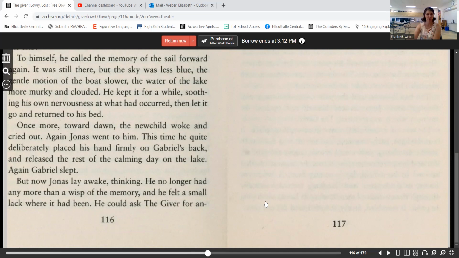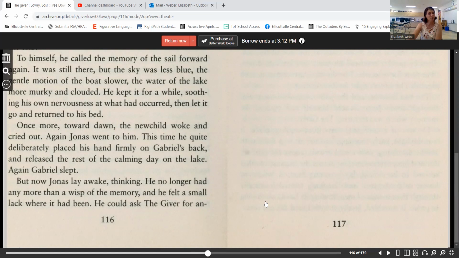Once more, toward dawn, the new child woke and cried out. Again, Jonas went to him. This time, he quite deliberately placed his hand firmly on Gabriel's back and released the rest of the calming day on the lake. Again, Gabriel slept. But now Jonas lay awake thinking.